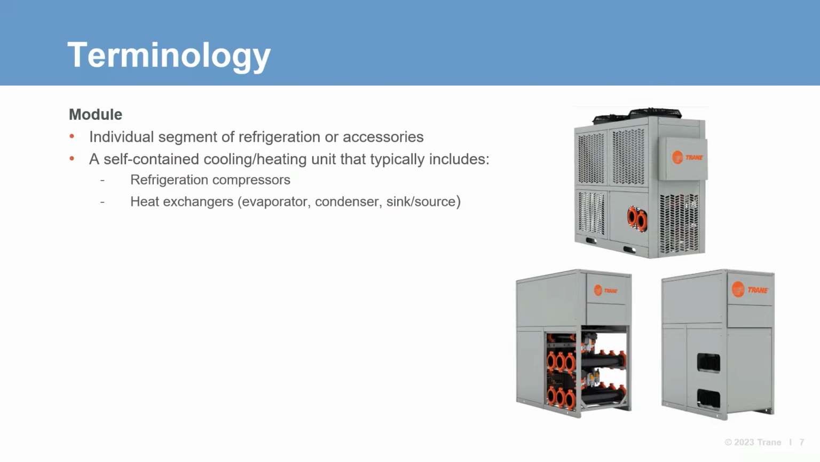Before we jump into the fun stuff, let's cover a few key terms. The first term is module. A module is a refrigeration unit containing all the components needed to produce conditioned fluid, as one would expect in a chiller, along with electrical connections and controls. Optional accessory modules can be applied to systems like pumps, expansion tanks, buffer tanks, glycol feeders, and the like.